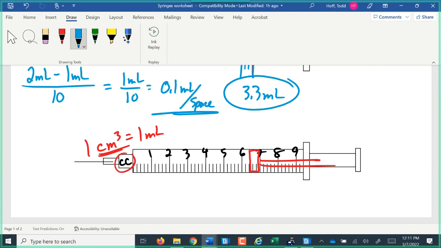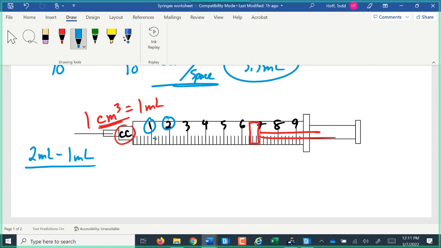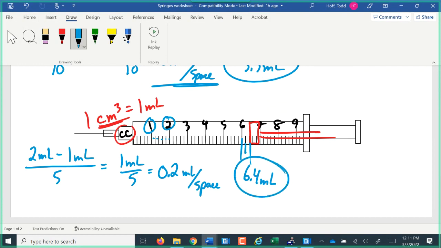So now our process is going to be the exact same. We've got 1 milliliter to 2 milliliters, or 1 cc to 2 cc. 2 milliliters minus 1 milliliter. There's 1, 2, 3, 4, 5 spaces in between. 2 minus 1 is 1 milliliter, divided by 5, 0.2 milliliters per space. So again, we look at the nearest marked one is the 6. This would be 6.2, 6.4 milliliters, or 6.4 cubic centimeters, however you prefer to state that.